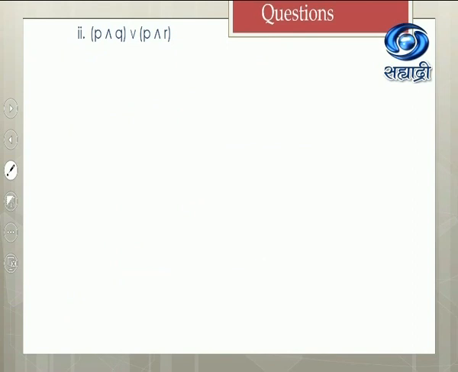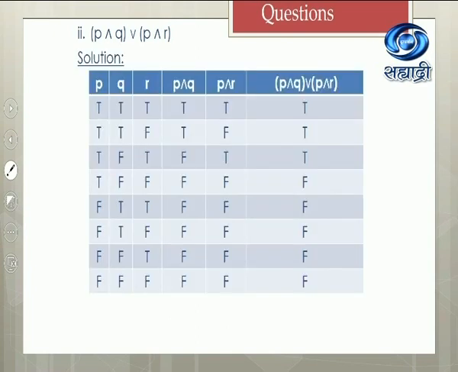Next example: P and Q or P and R. Here you can see there are 3 statements, so we will have 8 possible rows. P, Q, R. As I told you, P is 4 trues and 4 falses. Q is true, true, false, false, meaning 2 trues and 2 falses. And R is true, false, alternately fill it up. P and Q you can fill up. And P and R is this column. If one is false, then it becomes false for the AND combination.